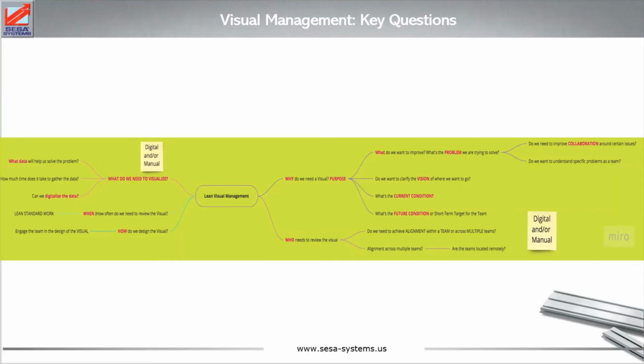The next question you want to start thinking about is, who needs to review the visual? Who are the key players or team members that will support the problem resolution by assisting in the visual engagement? Then you have another opportunity: do we have an opportunity to align other teams that are not in the room that would actually support us?